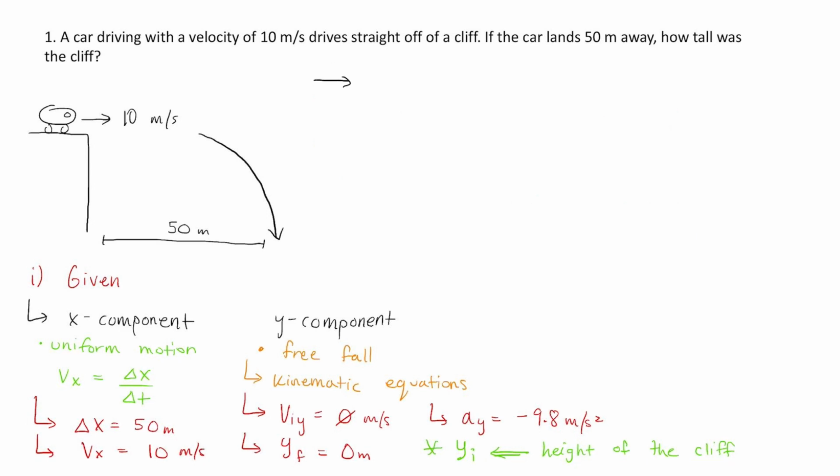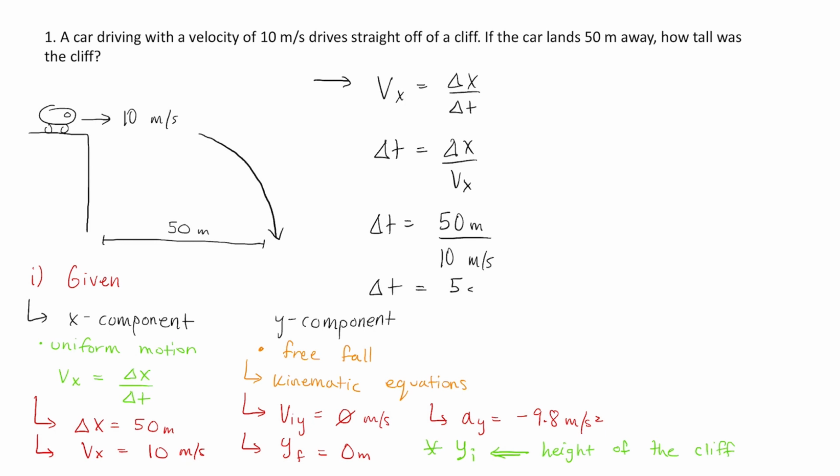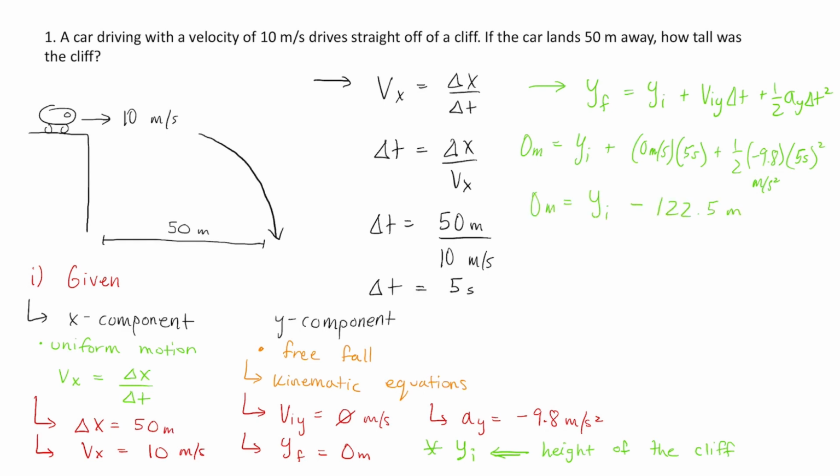Starting with the x component, we can use the uniform motion equation, which says Vx is equal to delta x divided by delta t. And then we will rearrange this equation so we can solve for delta t. Now all we need to do is plug in our values, and we find that delta t is equal to 5 seconds. Now that we have delta t, we have everything we need to solve for yi using this kinematic equation. So I will plug in my values and rearrange for yi. And what we find is that the height of the cliff is 122.5 meters. And that's the answer to this question.